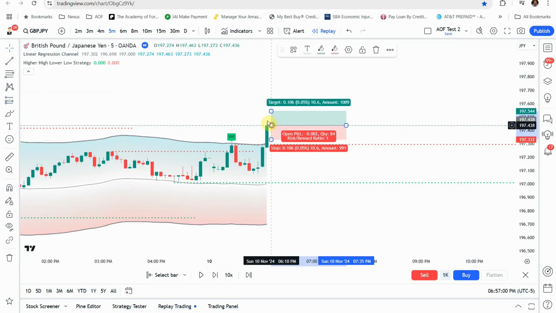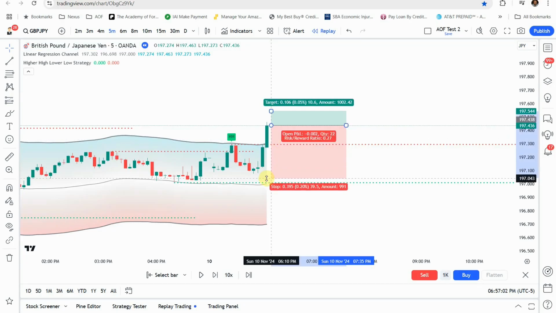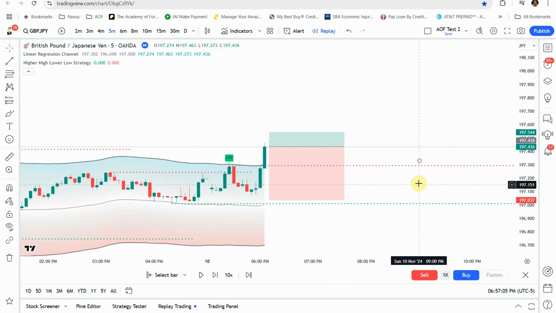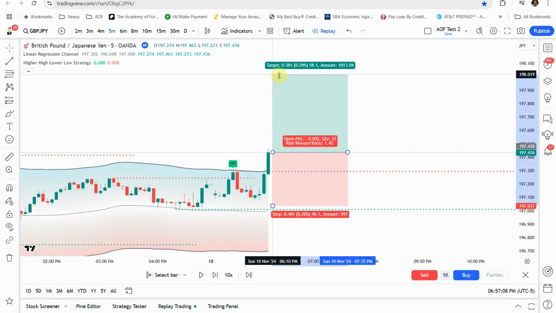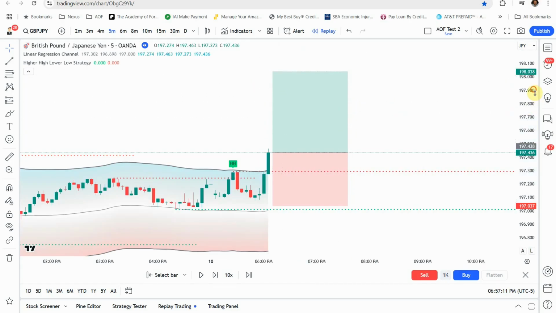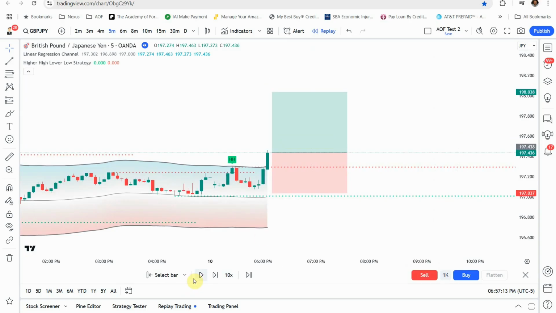So what we're going to do is set our trade right here. We're going to put our stop just right below this kind of pivot area here, and we're going to target a 1 to 1.5 risk reward, just like before. Let's go ahead and play this forward and see how it plays out.